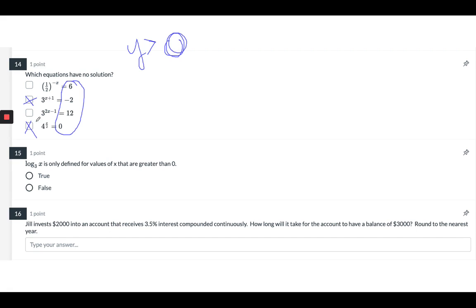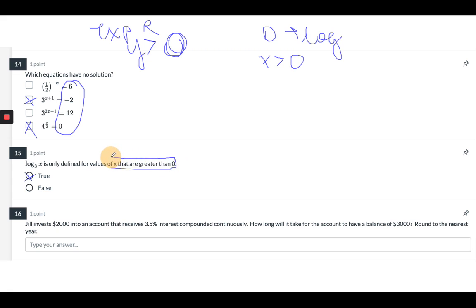All right. Moving on to 15, log base 3 of x is only defined for values of x that are greater than 0. Yes, if we're trying to take the log of something, that number has to be greater than 0. What those graphs were trying to show, and it might have been kind of confusing and I apologize for that, is that the range of the exponential is the domain of the log. So if the range of an exponential says it has to be greater than 0, then the domain of our log, meaning our inputs, also have to be greater than 0.